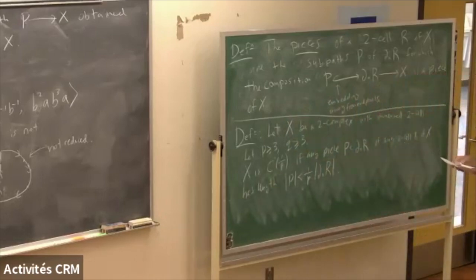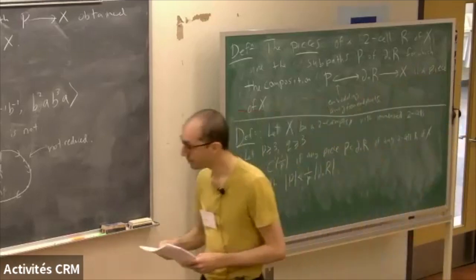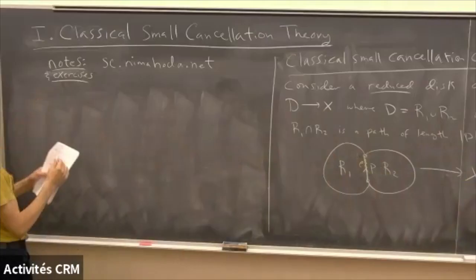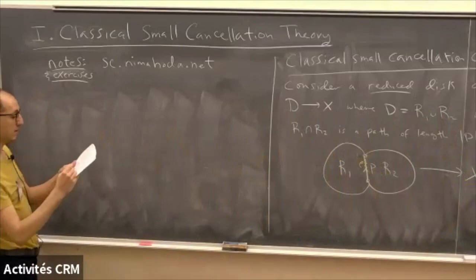So if you have such a reduced disk diagram in X, this common portion of the two cells is going to be short relative to the total length of either two-cell's boundary. Strictly less than a 1 over P proportion of the total length. Okay, so that's the C prime of 1 over P condition.